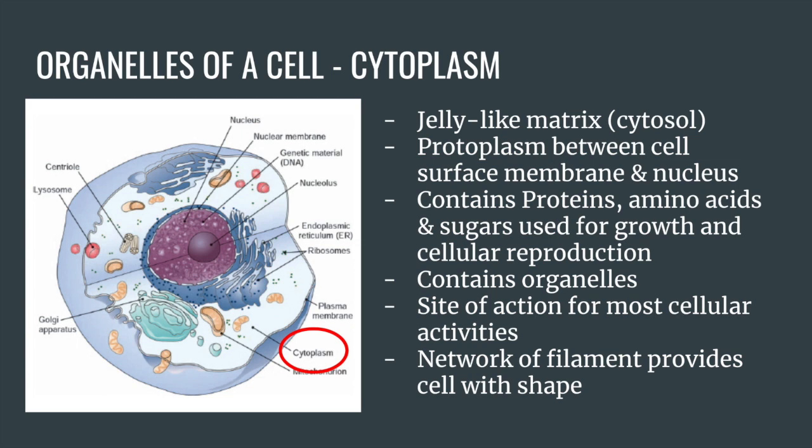The remaining part of the cell bound by the plasma membrane and surrounding the nucleus, also known as the protoplasm between the cell surface membrane and the nucleus, is the cytoplasm. The cytoplasm consists of a jelly-like matrix known as the cytosol that holds up the other organelles of the cell, including the mitochondria and endoplasmic reticulum. Proteins, amino acids, and sugars used for growth and cellular reproduction are also contained within the cytoplasm. It is the site of several important cellular functions, for example, dissolving of cellular waste products and facilitation of movement. The network of filaments in the cytoplasm provides the cell with shape. It is also able to conduct electricity.